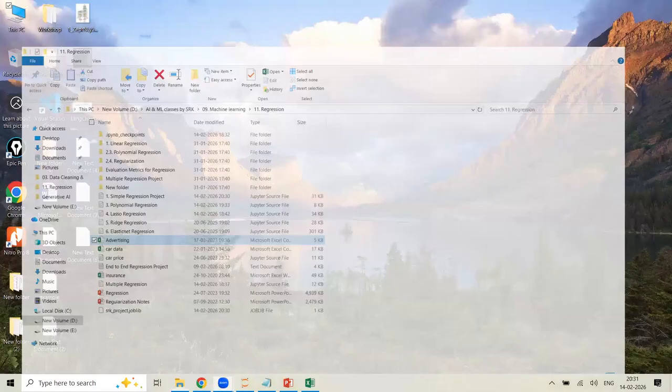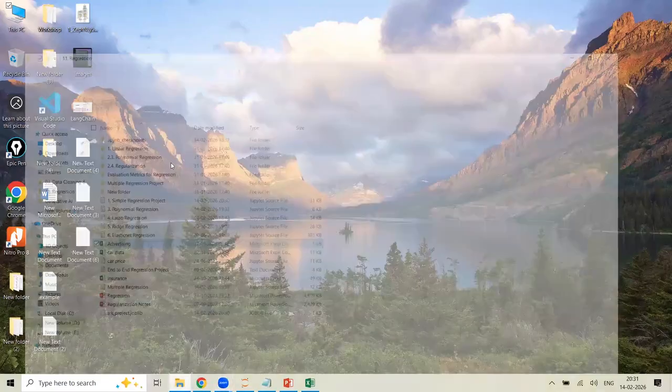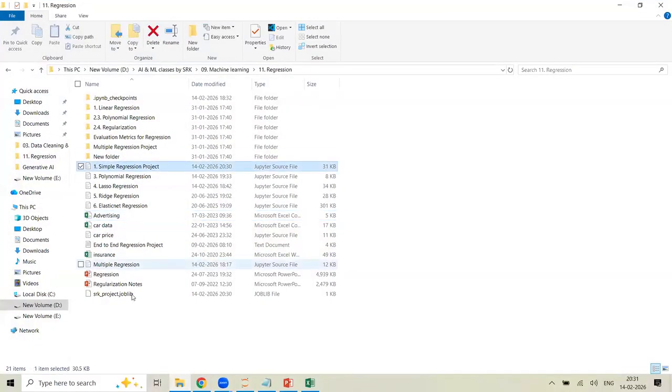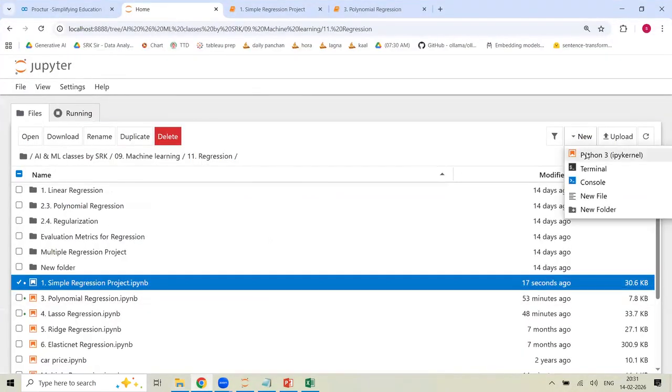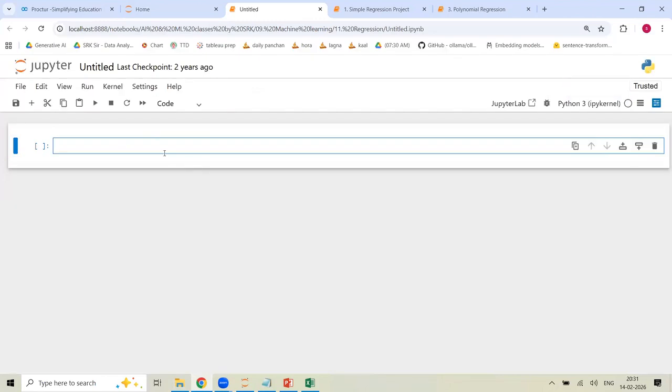Now, where it is going to be saved means in your working directory. Working directory means wherever your Jupyter notebook is located. See, SRK underscore project dot joblib was just created in my working directory. Now, my deployment team is going to use this model. For using this model, they are going to use from joblib import.